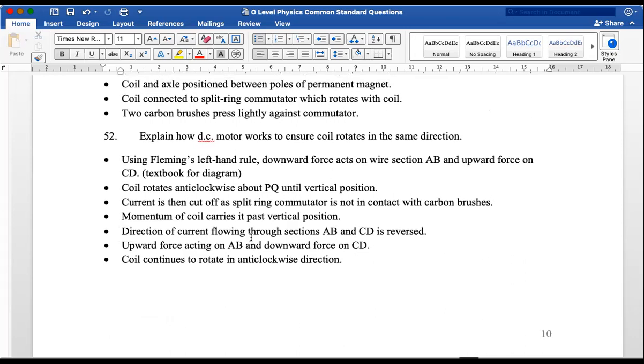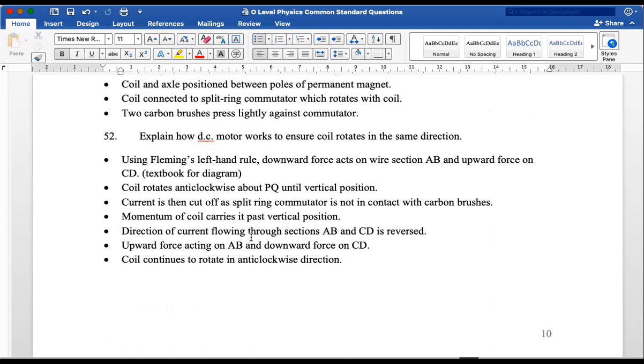Explain how a DC motor works to ensure the coil rotates in the same direction. Using Fleming's left-hand rule, a downward force acts on wire section AB and an upward force on CD. It would be better if you have a textbook to refer to for the diagram. The coil rotates anti-clockwise about PQ until the vertical position. Current is then cut off as the split ring commutator is not in contact with the carbon brushes.